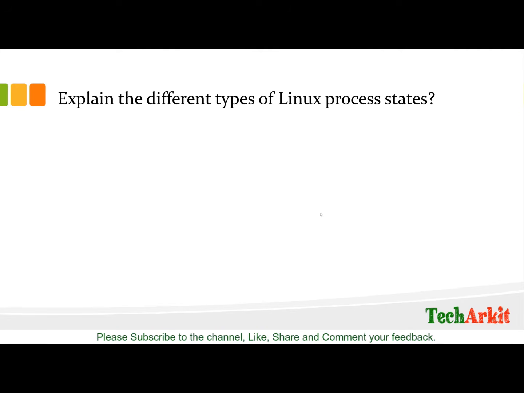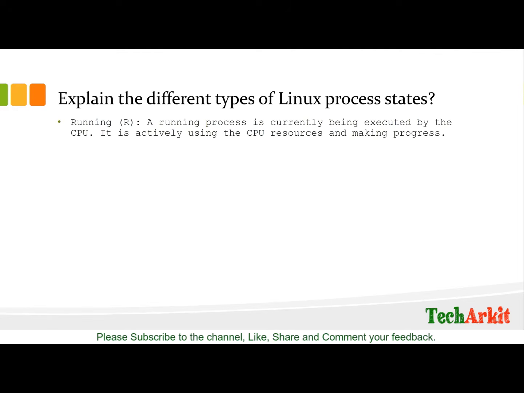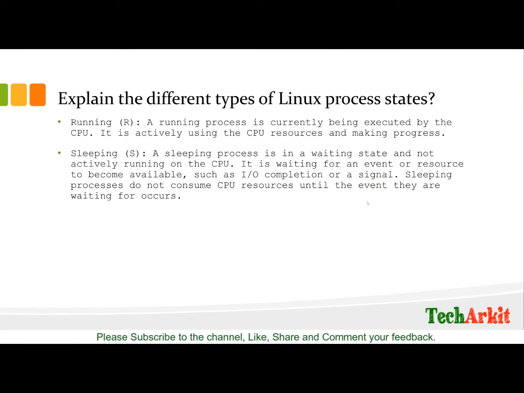The next question is: explain the different types of Linux process states. So what are the Linux process states, and explain them. For example, the running status is R, a capital R. A running process is currently being executed by the CPU. It is actively using CPU resources and making progress. So that is the running process state.